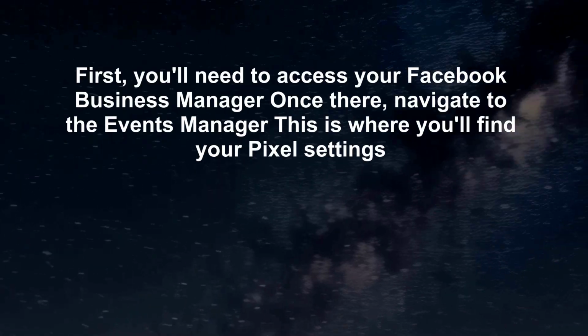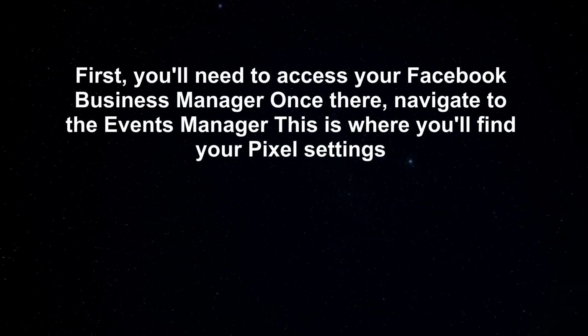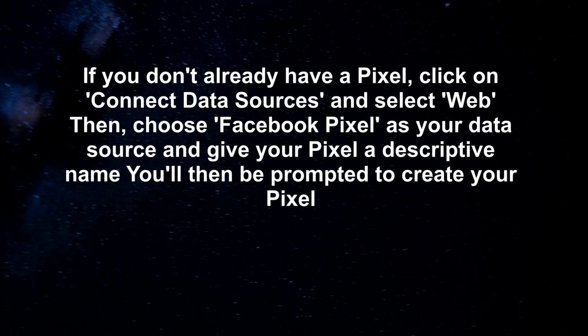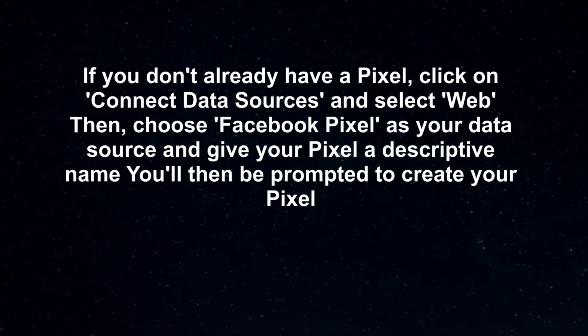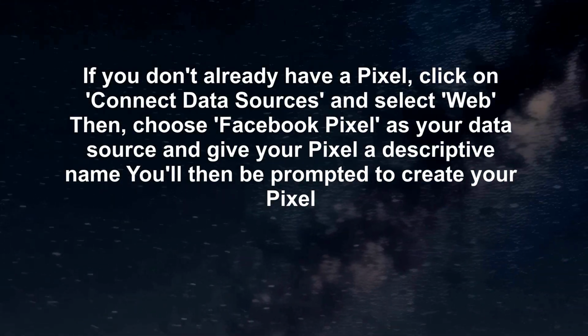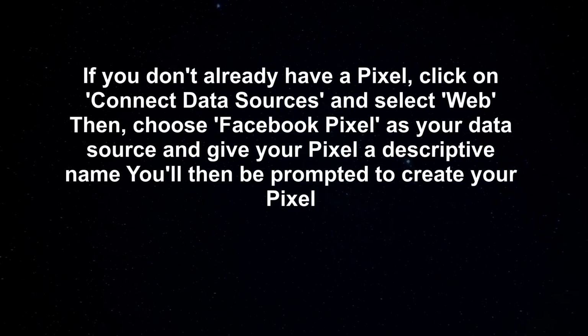First, you'll need to access your Facebook Business Manager. Once there, navigate to the Events Manager. This is where you'll find your pixel settings. If you don't already have a pixel, click on Connect Data Sources and select Web. Then, choose Facebook Pixel as your data source and give your pixel a descriptive name. You'll then be prompted to create your pixel.